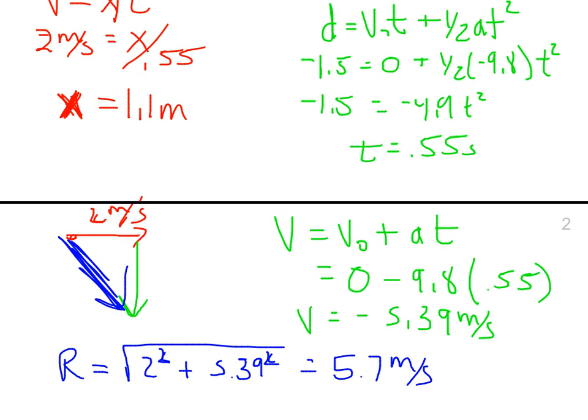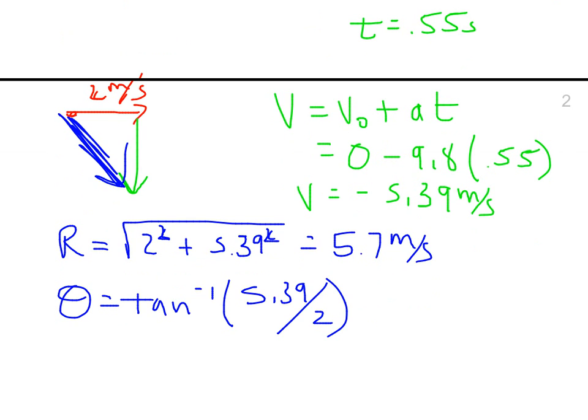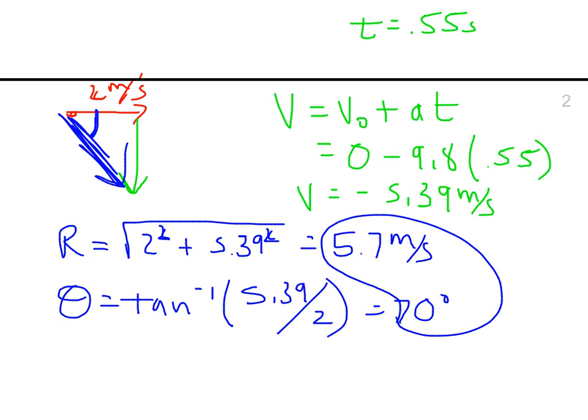And if I wanted to be perfectly 100% correct, I would find the angle too, which is the inverse tangent of the opposite side, which is the 5.39, over the adjacent side. So the inverse tangent of 5.39 over 2, and I get an angle of 70 degrees. And so I would probably call that 70 degrees below the horizontal. So my final answer would be 5.7 meters per second, 70 degrees below horizontal.